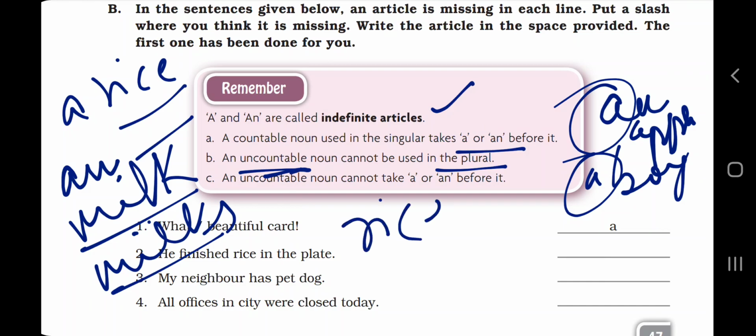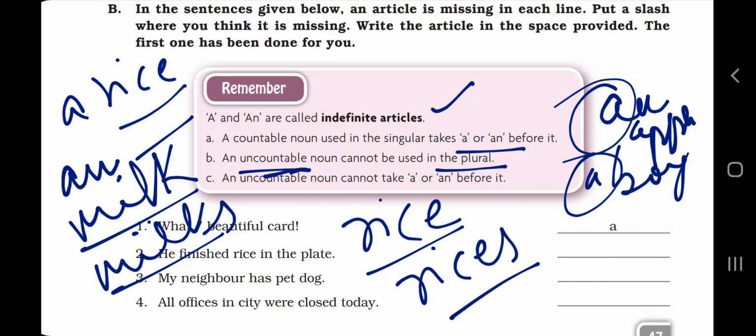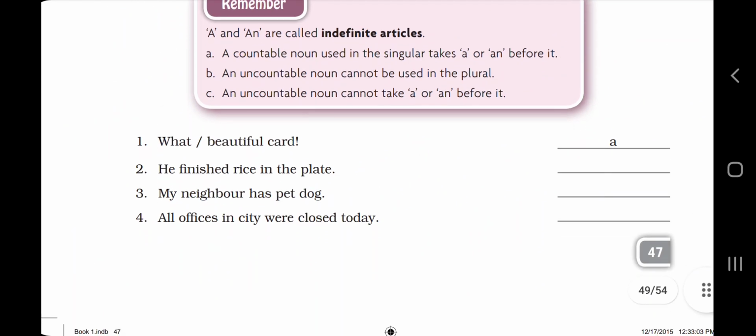If I write rice, is it countable? No. We do not write rices. So an uncountable noun cannot be used in plural. An uncountable noun cannot take a or an before it. Okay, so we are not supposed to write a rice, a milk. Okay, so this is it.